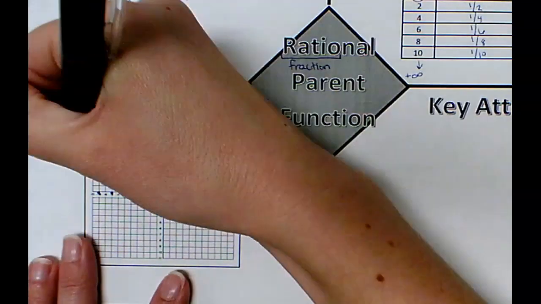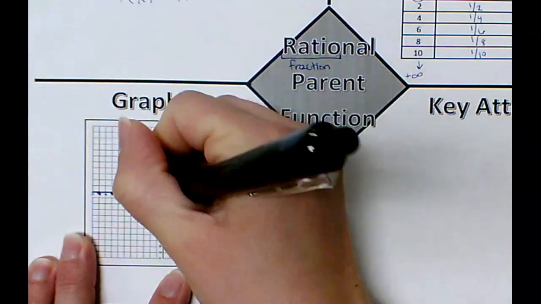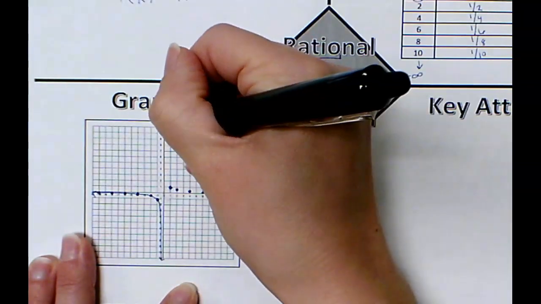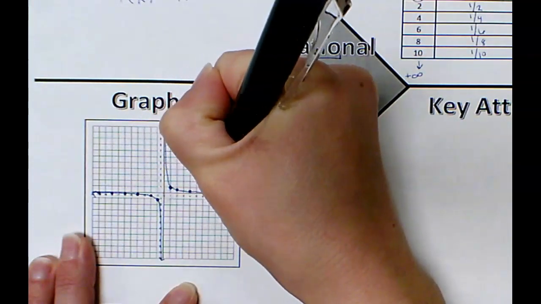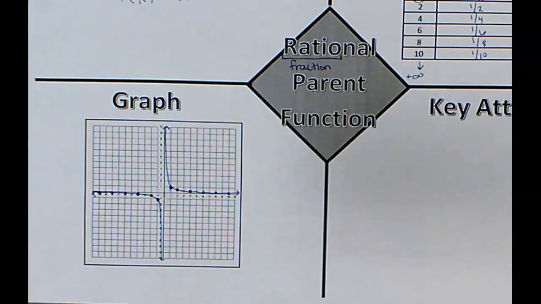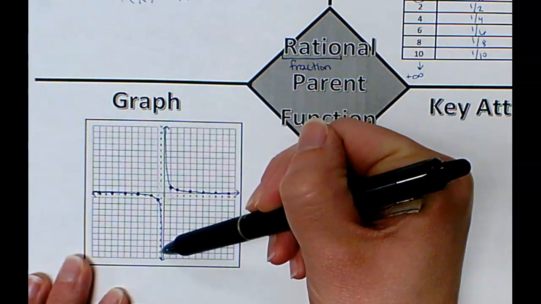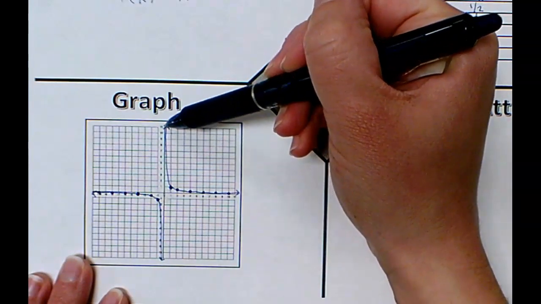So what it looks like is this. And it picks back up. And it curves. And it goes like this. This is what the graph of the rational parent function looks like. And if you look very closely, the arrow goes really far, but it's not supposed to touch. The arrow goes really far this way, but it's not supposed to touch.